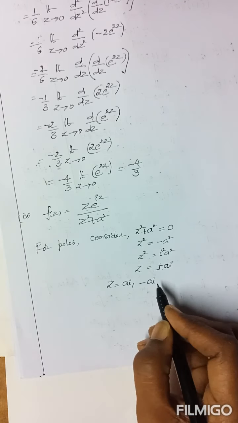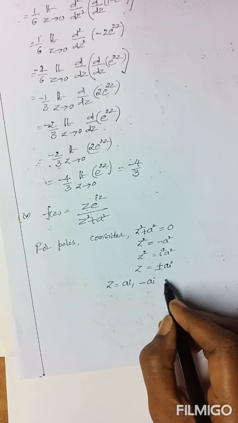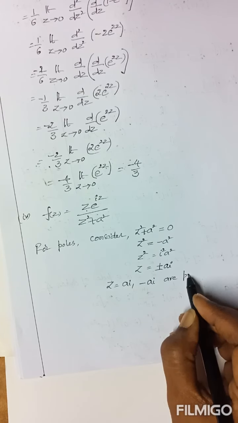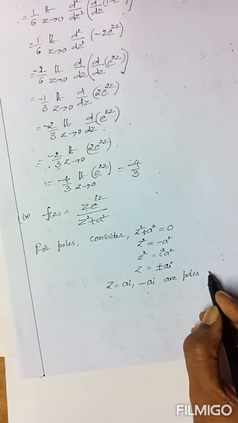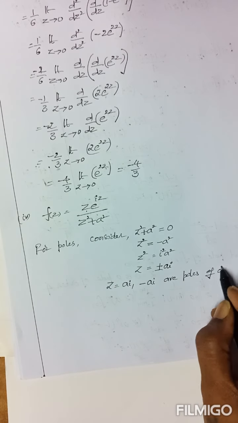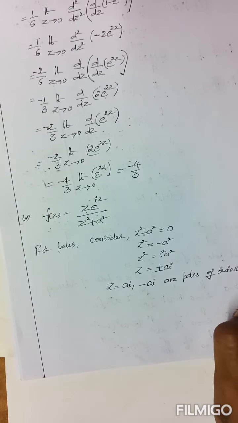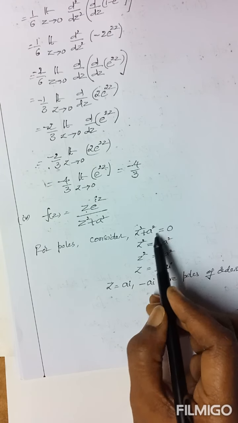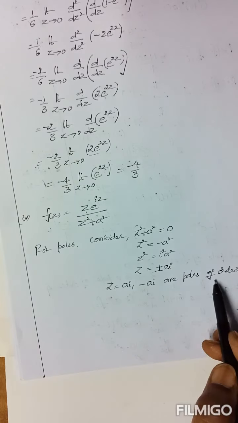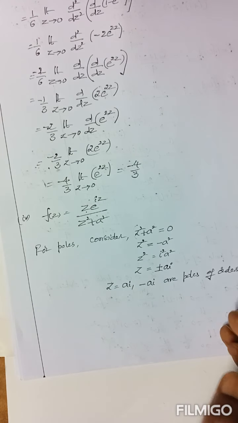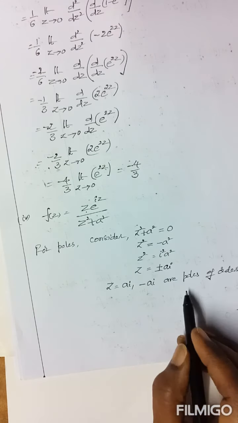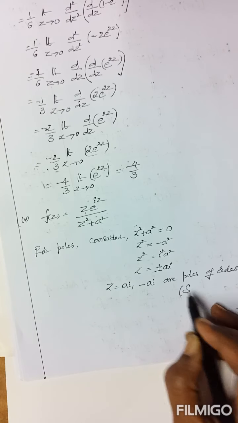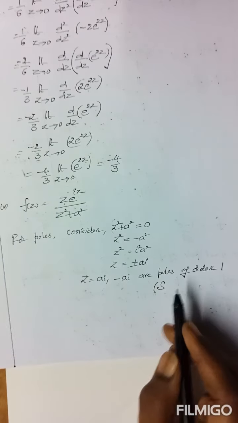There are two roots or poles of order 1. Why? Because the power of this factor is 1, so these two are poles of order 1, also called simple poles.